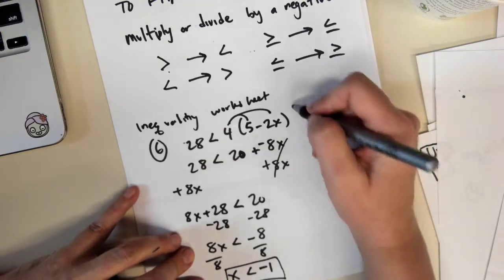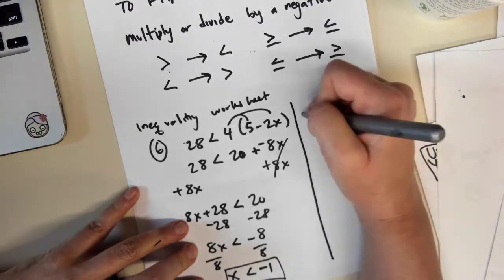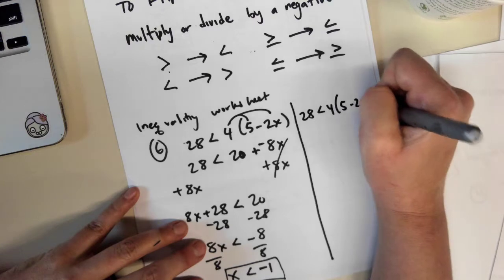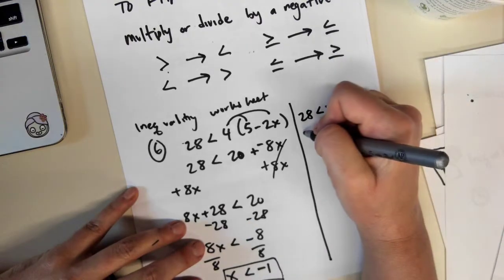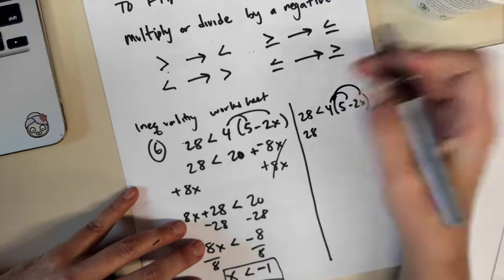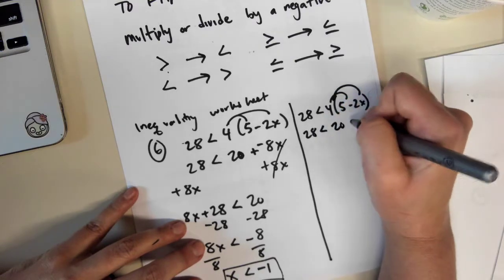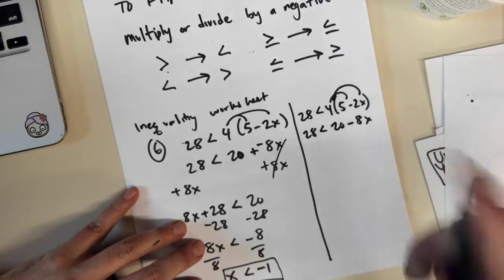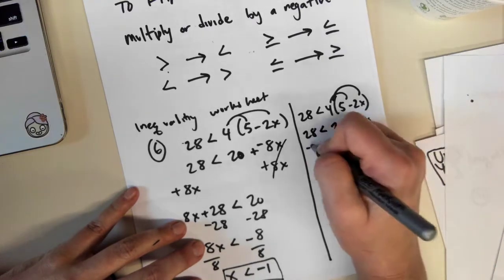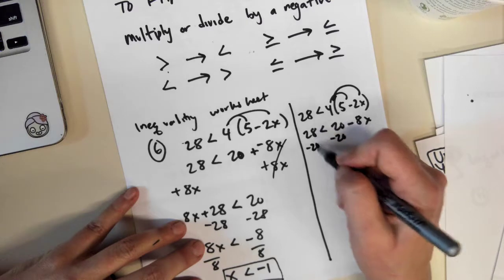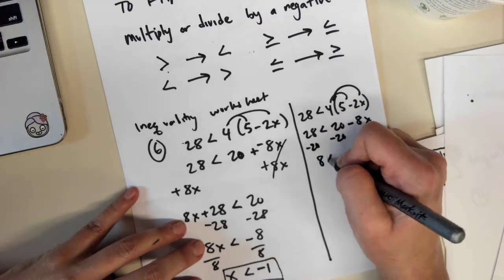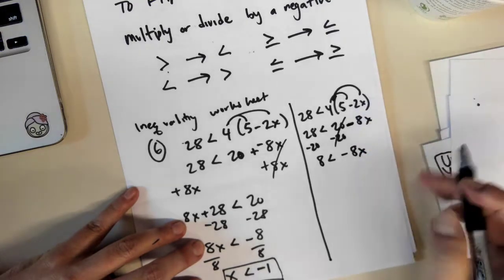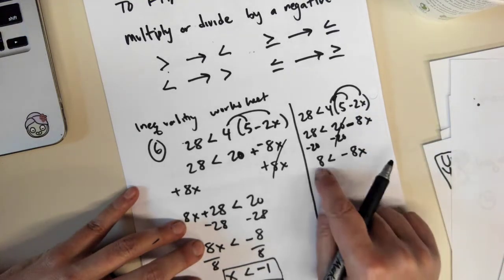The other way of doing the problem, let's start from the beginning. 28 is less than 4 times (5 minus 2x). So let's again distribute the 4. You get a 4, you get a 4. 20 minus 8x. This time, let's leave the variable where it is. I would subtract 20 from both sides. 28 minus 20 is 8. I bring down everything else. Don't forget to bring down the negative 8x. So 8 is less than negative 8x.